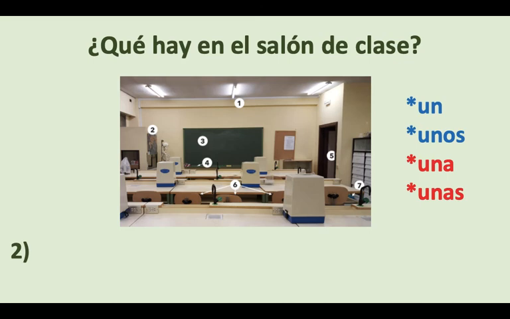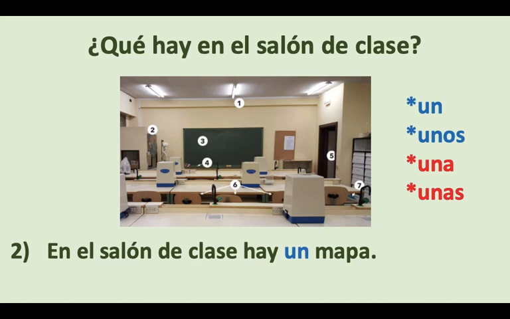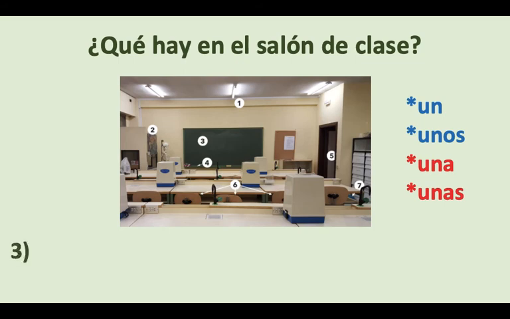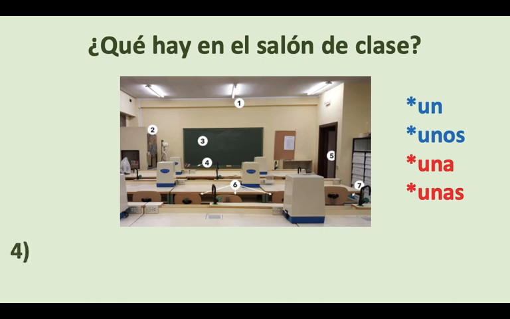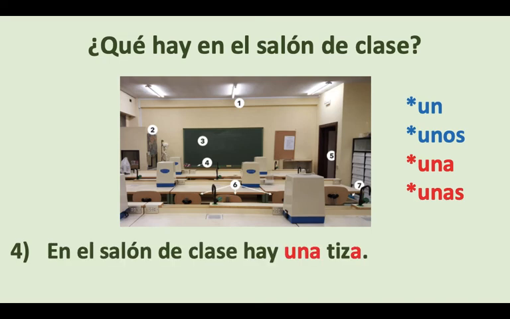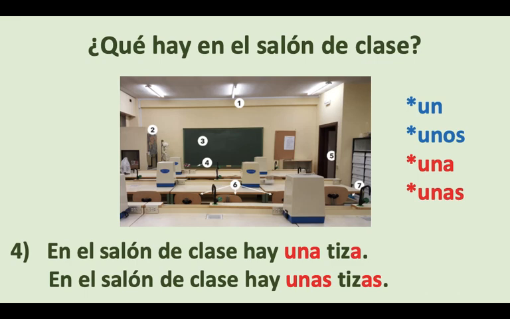¿Qué hay en el salón de clase 2? En el salón de clase hay un mapa. Did you remember un? Masculine, you got it. Número 3. ¿Qué hay en el salón de clase? En el salón de clase hay una pizarra. ¿Qué hay en el salón de clase 4? En el salón de clase hay una tiza. ¿Qué hay en el salón? Oh, unas tizas. Yep, because probably on that chalkboard tray there are some chalks. There are a few, more than one.